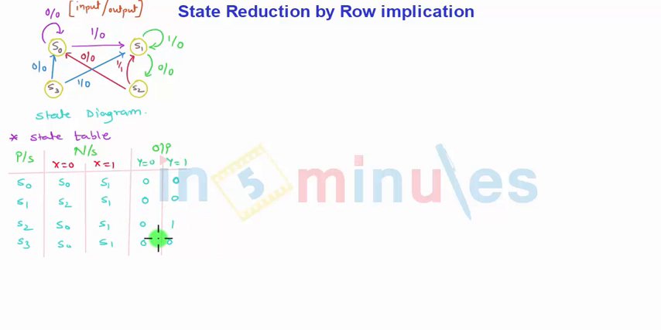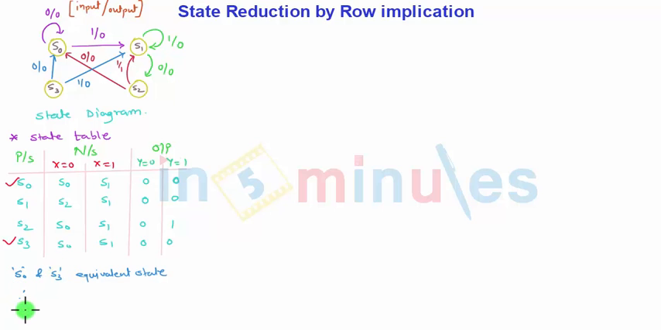So after preparing the state table, what we have here is that state S0 and S3 are the same. If you see, S0 goes to S0 with input X equal to 0, output is also 0. It goes to S1 when input is 1, output is 0. Same is there for state S3. Therefore S0 and S3 are equivalent states.